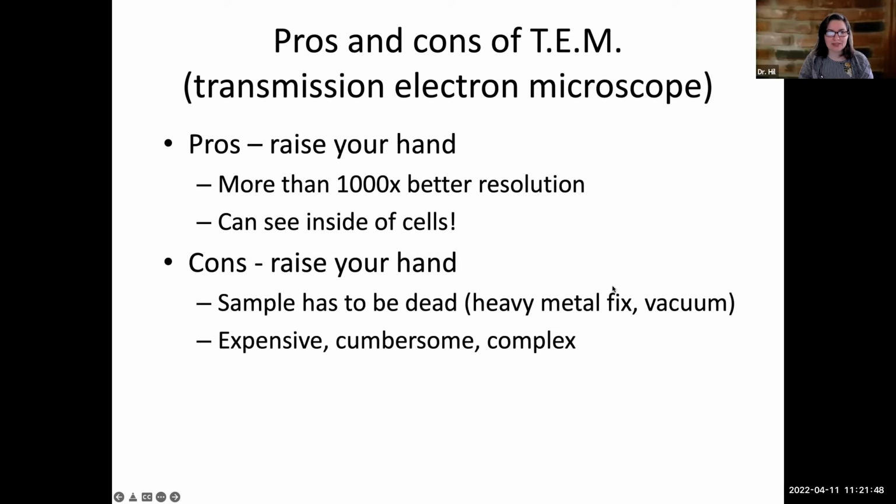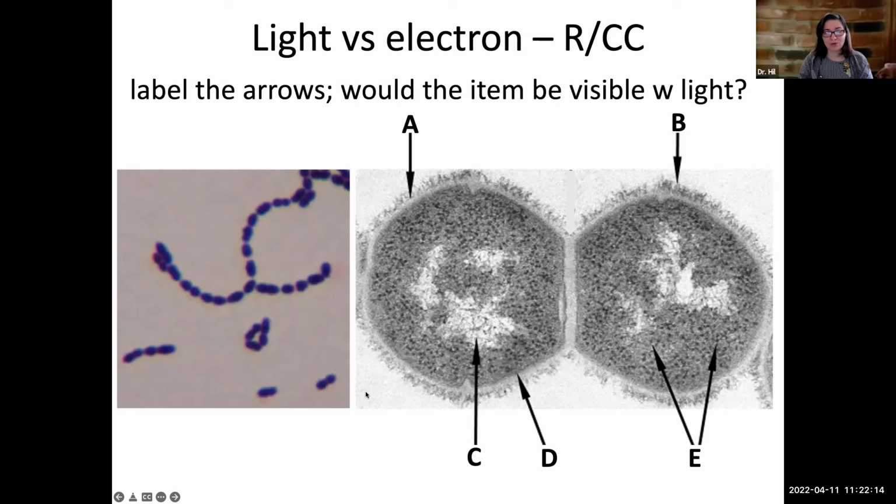So the sample has to be prepared in such a way that it is not alive. It has to be fixed with heavy metals. We have to use a vacuum in order to visualize it. And the whole procedure and the equipment itself is very big. You can't carry it around the way you can carry a light microscope. It takes up a whole room. You need a lot of training to use it, and it's expensive, but so worth it.